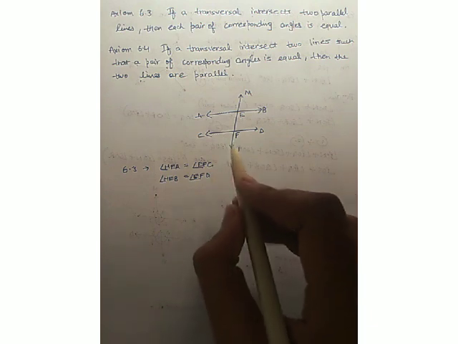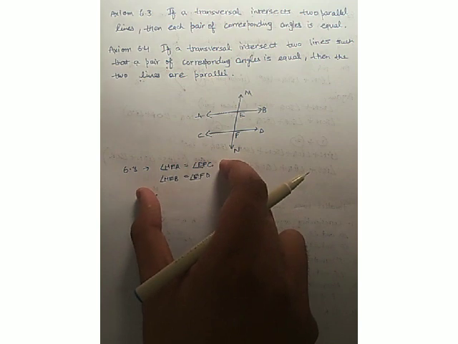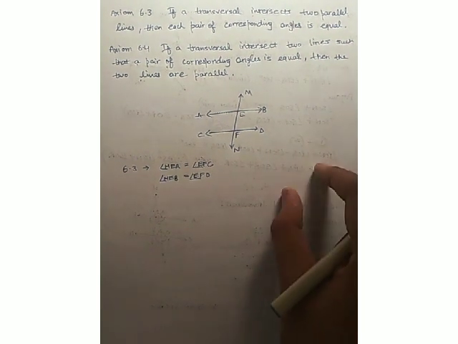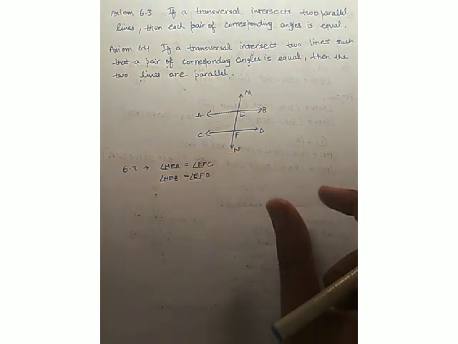So this is what axiom 6.3 and 6.4 are trying to say. If the corresponding angles are equal, then the lines are parallel, and if the lines are parallel, then the corresponding angles are equal. As simple as that.